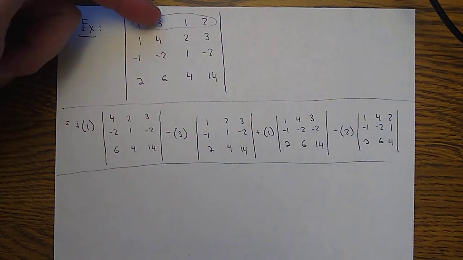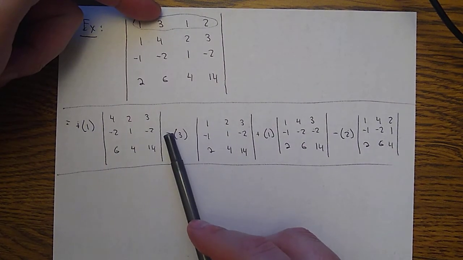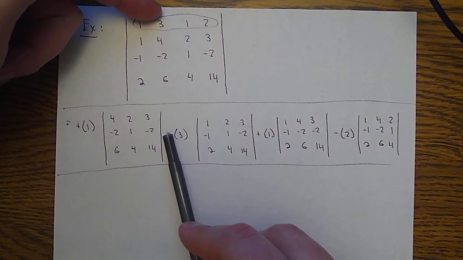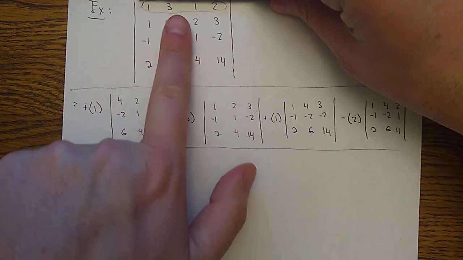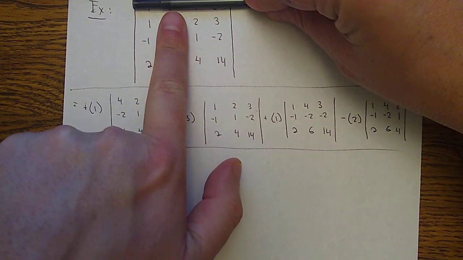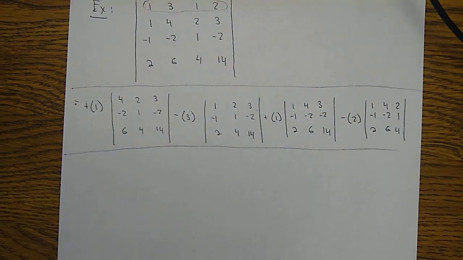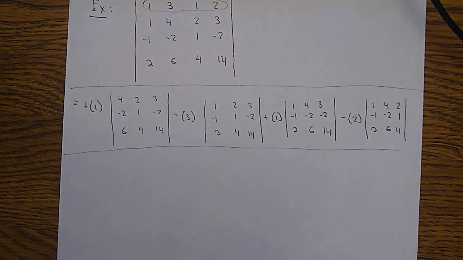The next entry is a 3. It has a minus from the checkerboard pattern, and then you would multiply that by the determinant that you get from covering up this and this, and so on. And you can do it this way. Unfortunately, you have to do 4 3 by 3 determinants, so that's kind of a mess, but it will work.